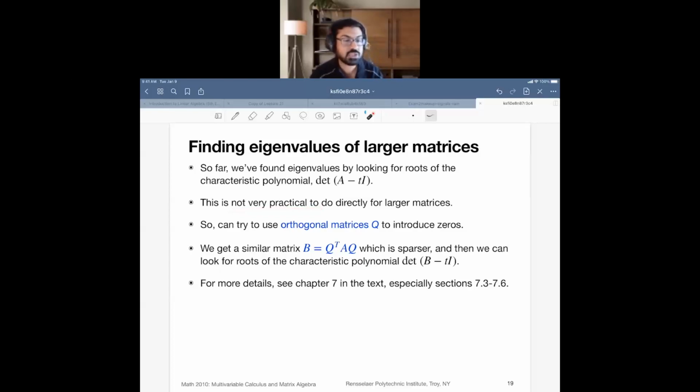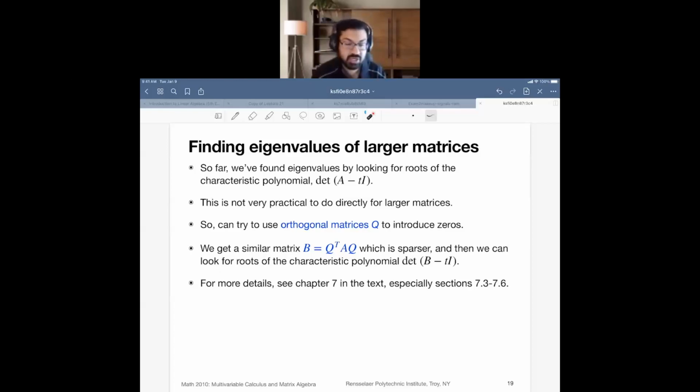So what we are going to leverage is orthogonal matrices and the idea of similarity. If two matrices are similar, we know that they will have the same eigenvalues. So we can try to use orthogonal matrices Q to introduce zeros in your original matrix A. When you start introducing zeros and then you look at Q transpose AQ, it is going to be a sparse matrix. You're going to have a lot of zeros, and looking at the roots of this particular characteristic polynomial is going to be much easier to compute.